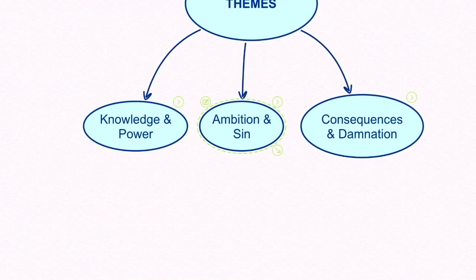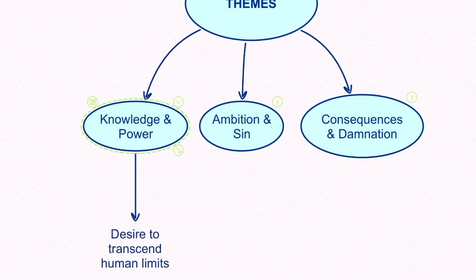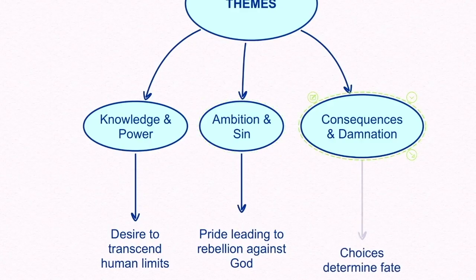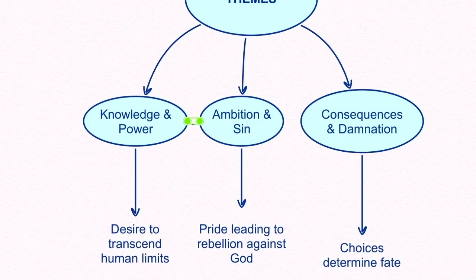Moving to the mind map, under themes, draw 3 connected circles. First circle for knowledge and power. Add a note, desire to transcend human limits. Second circle for ambition and sin, with the note pride leading to rebellion against God. Third circle, consequences and damnation, explain with the note choices determine fate. Connect all 3 with arrows to show they are related.